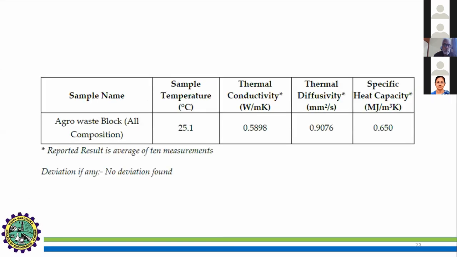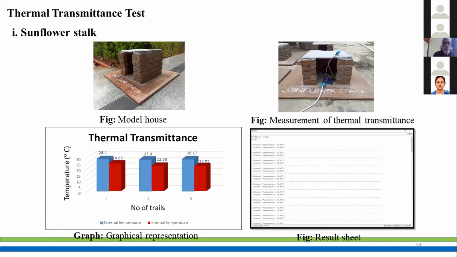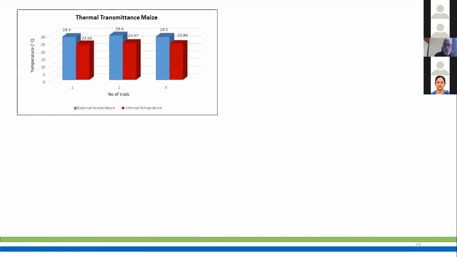And for a trial, we added all these wastes together, a complete composition of all the waste, and we identified that it was near to coffee husk as well as sugarcane, which was sufficient for the construction of a block. Similarly, we tested for a month to check the thermal transmittance, how much temperature is there outside and how much it transmits to the interior. These were some of the result sheets we obtained during testing, comparing the external temperature exposed to the atmosphere with the internal temperature, where thermocouples were used, and how much temperature drop we identified for different types of materials.